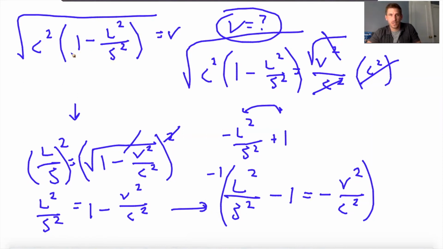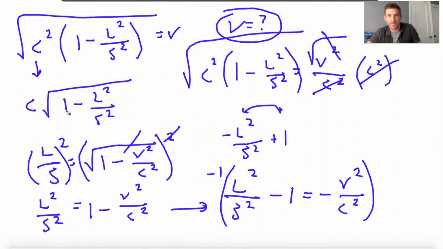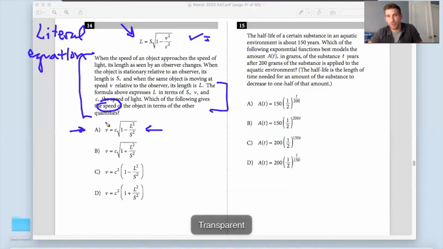Odds are they will simplify this, which they do in the answers, to become C. And then this simplifies to be a radical here, and then this becomes 1 minus L squared over S squared. So they keep this under the radical, and they bring the C out because of the fact that it's being squared of a radical. So I think that is my best answer choice, which is why I was leaning towards A.